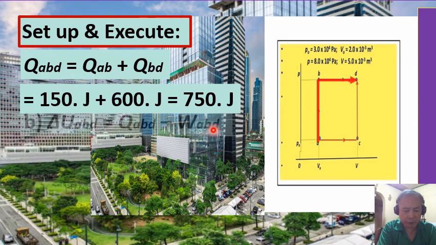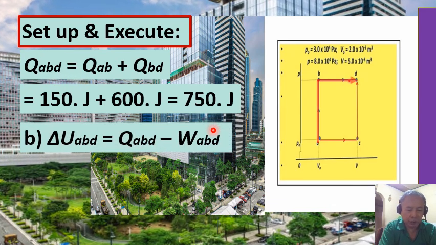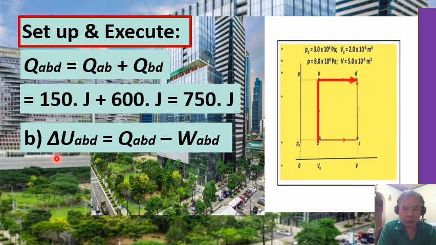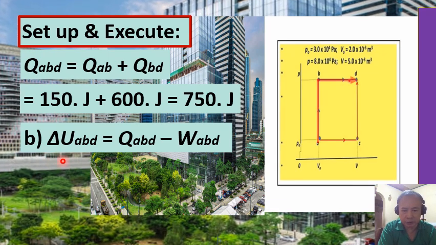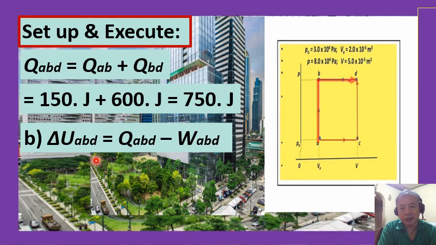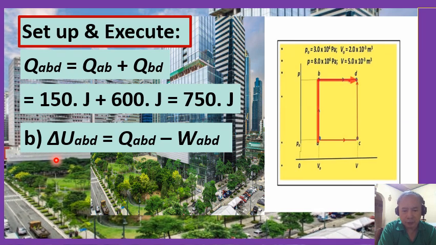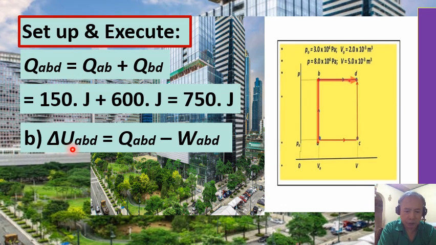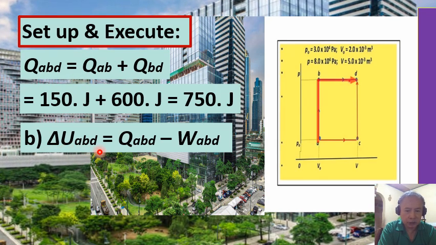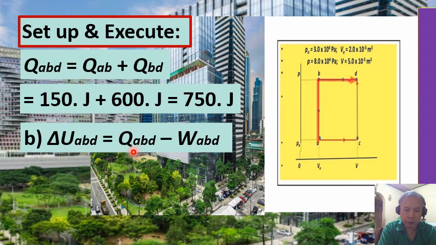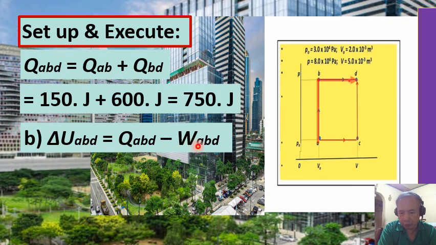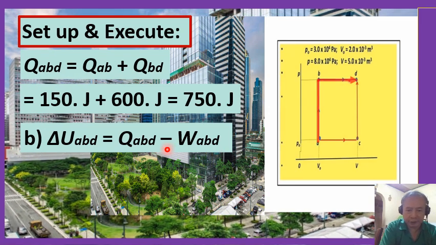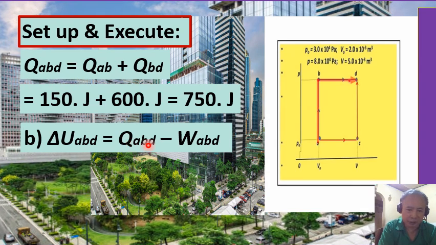And that brings us now to question letter B, which is determining the change in the internal energy along the path ABD, or delta capital U sub ABD, equals capital Q sub ABD minus W sub ABD. Again, this is the first law of thermodynamics.